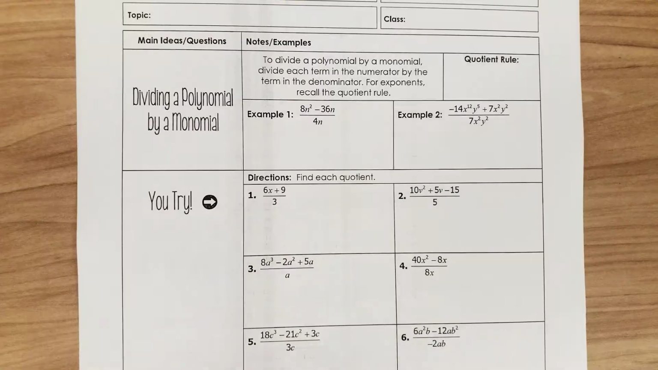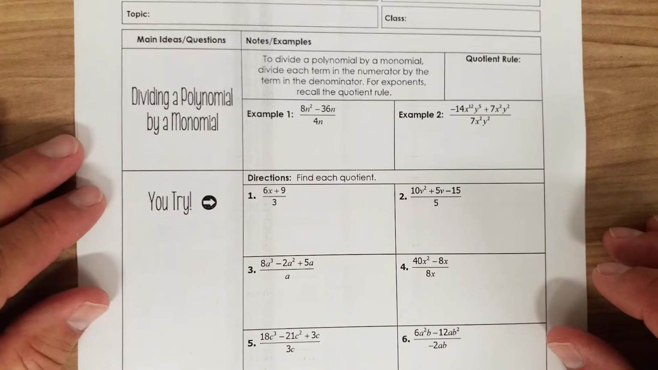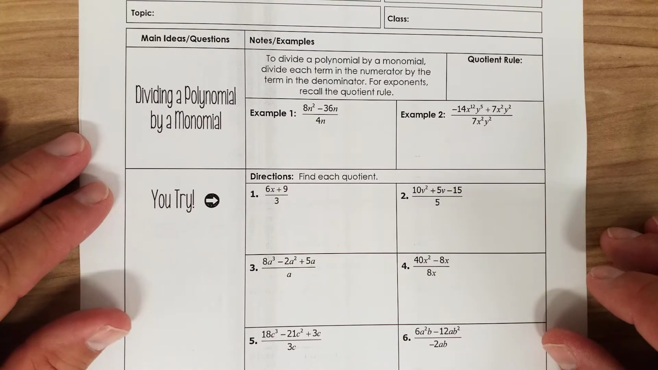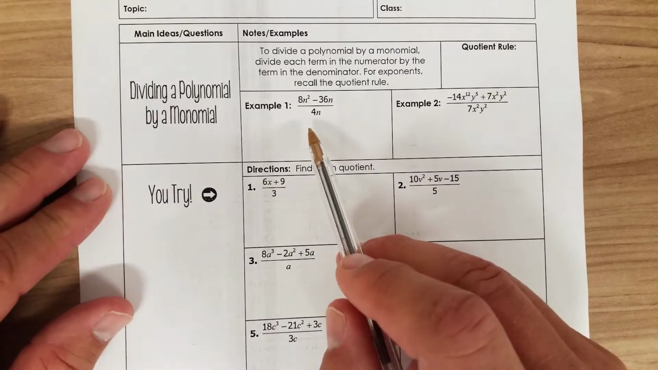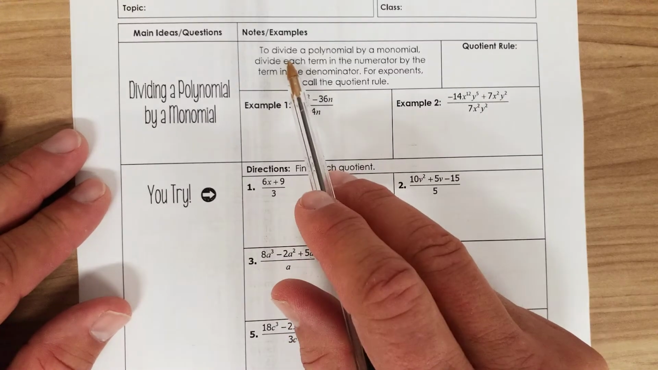Okay, we've learned how to multiply a monomial times a polynomial. We've learned how to multiply two binomials. Now we're going to talk about dividing a polynomial by a monomial. Okay, so the quotient rule is this.